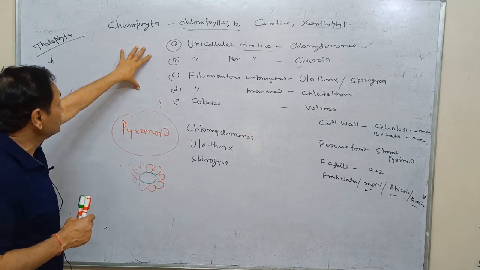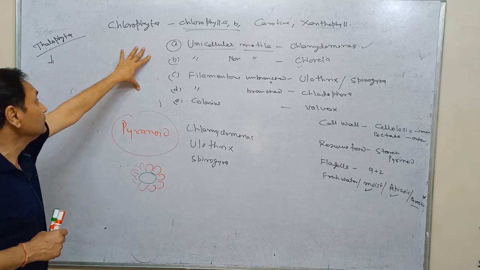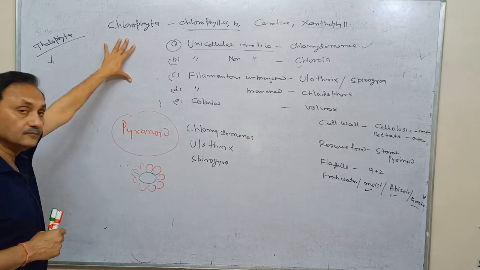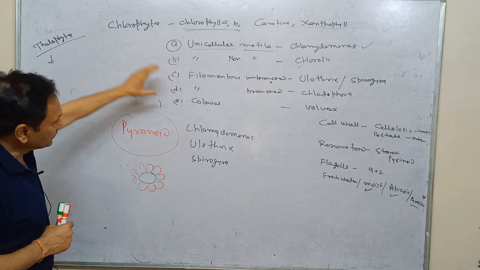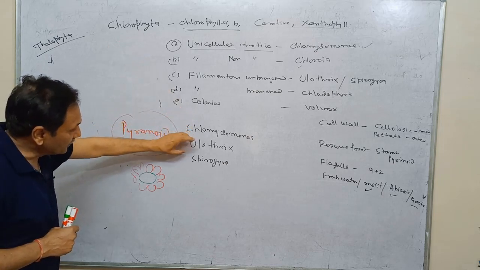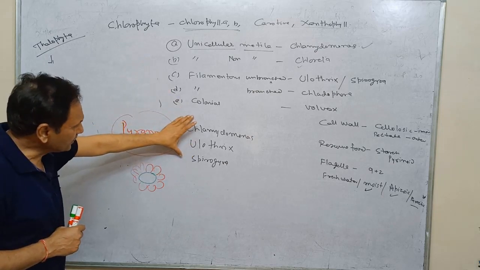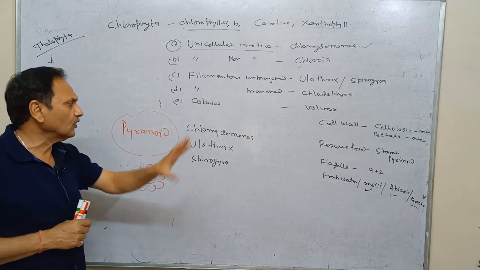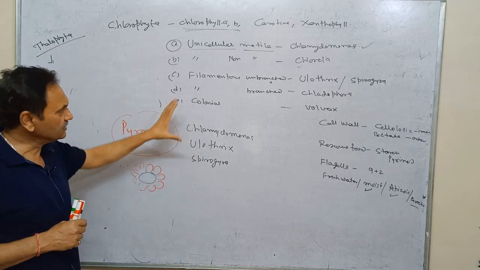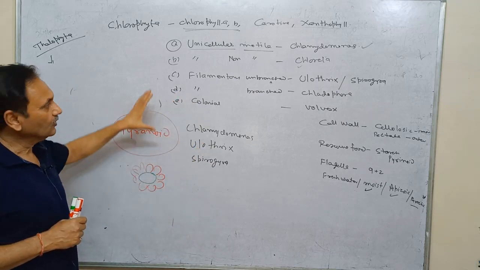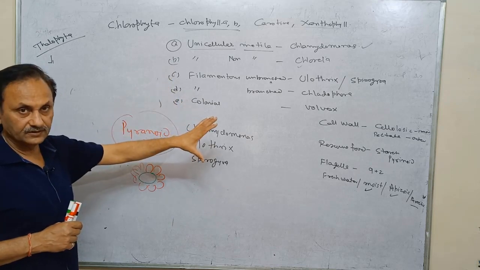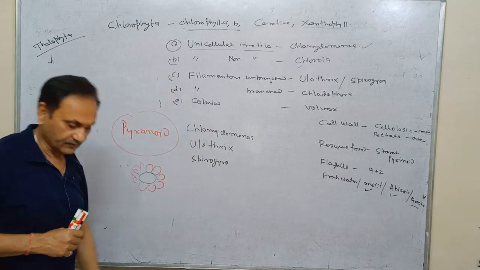We will discuss certain examples of the Chlorophyta, that is Chlamydomonas, Ulothrix, and Spirogyra, their structure and the basic pattern of reproduction also. We will discuss it with the help of certain figures just after that.